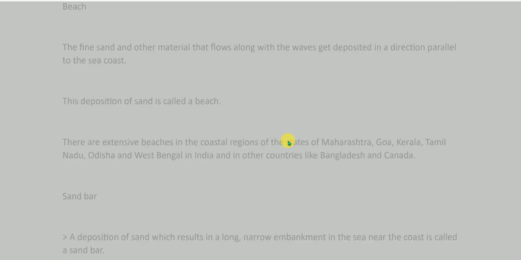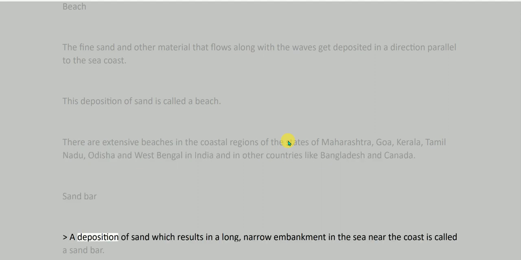Beach. The fine sand and other material that flows along with the waves get deposited in a direction parallel to the sea coast. This deposition of sand is called a beach. There are extensive beaches in the coastal regions of the states of Maharashtra, Goa, Kerala, Tamil Nadu, Odisha and West Bengal in India and in other countries like Bangladesh and Canada.